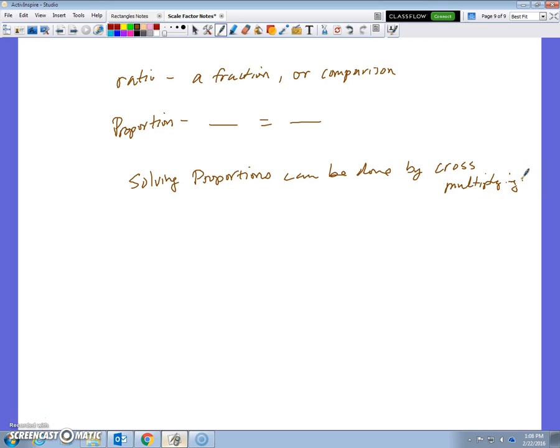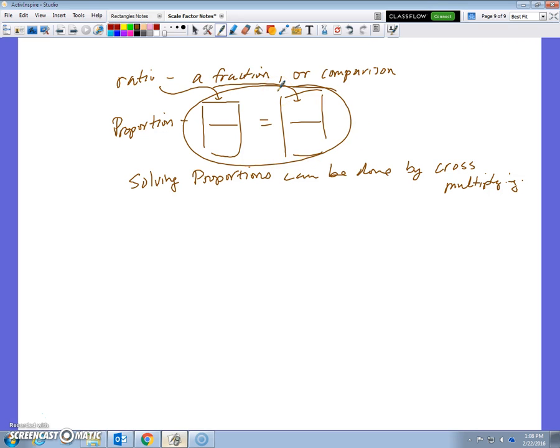All right, so I just want to make sure we're clear. A ratio is the fraction itself. So each of these separately is a ratio. But together, when we're comparing them, it makes a proportion. All right, we're comparing two ratios.